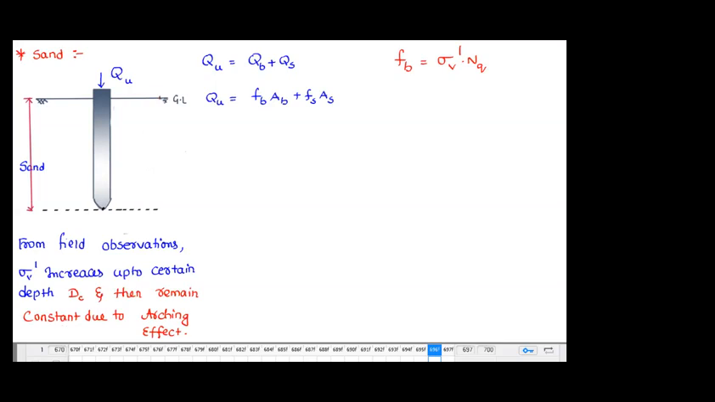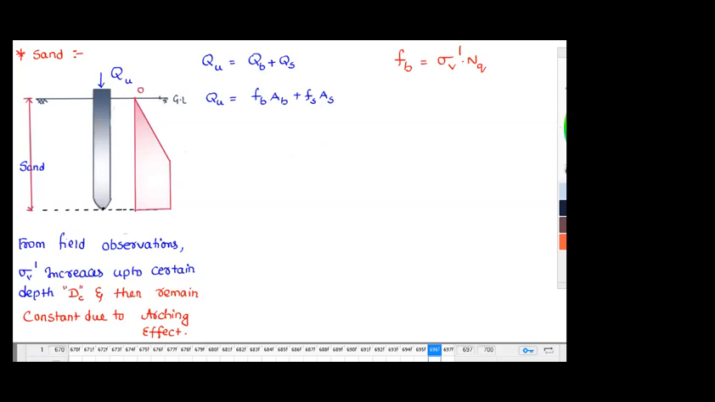If you draw the vertical stress distribution, the meaning here is from the field observations, the vertical stress increases up to a certain depth. What is that depth? That depth is Dc. So this vertical stress increases up to a certain depth, let's take the depth as Dc, and then it remains constant. What is the meaning of constant? The meaning of constant is this one. Okay. So this is how the vertical stress varies.